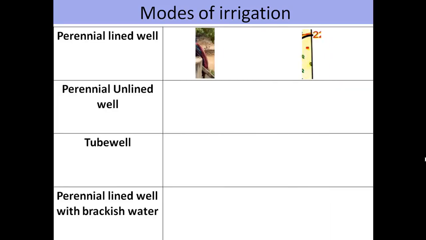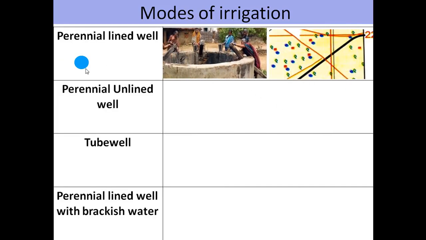Other modes of irrigation on topographical map. Perennial lined well. As you can see, the symbol of perennial lined well is a blue dot. On the map extract you can also see many blue dots have been shown, and this region of 45D7 and D10 is full of perennial lined wells, and they are a good source of water for irrigation purpose. One can see this example in 45D10, grid reference 2221.